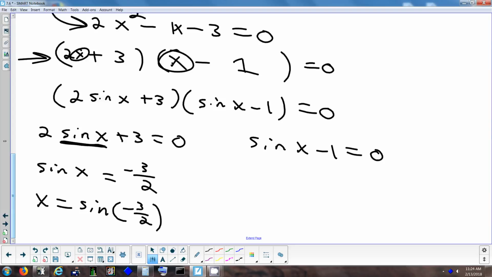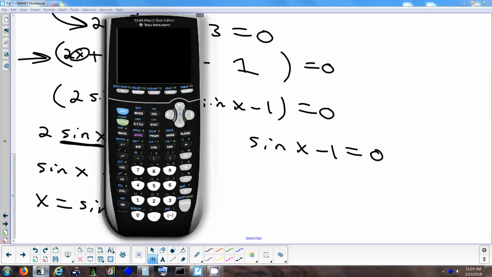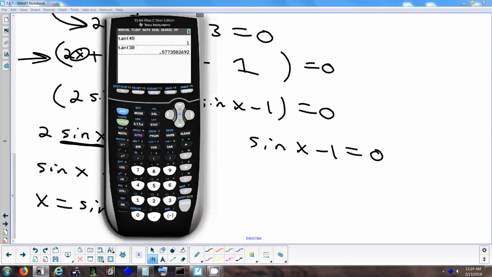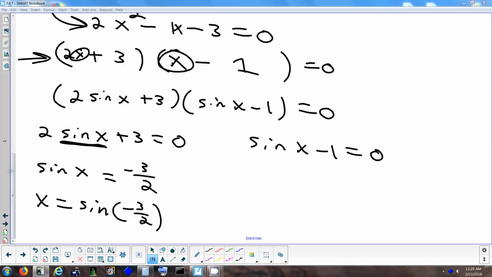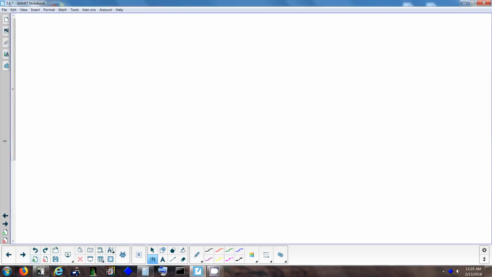Let's type that in and see what we get. Okay, I'm going to do it in degrees. Inverse sine. So second, sine. Negative 3 divided by 2. Get an error. What's negative 3 over 2 as a decimal? Negative 1.5. It's negative 1.5.